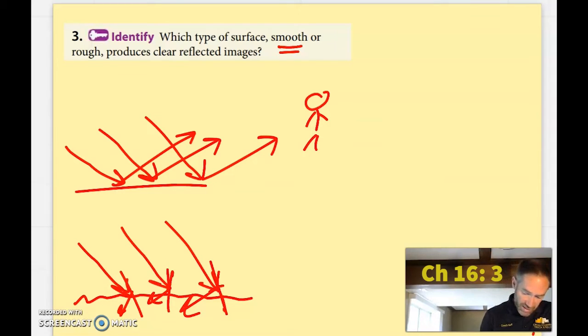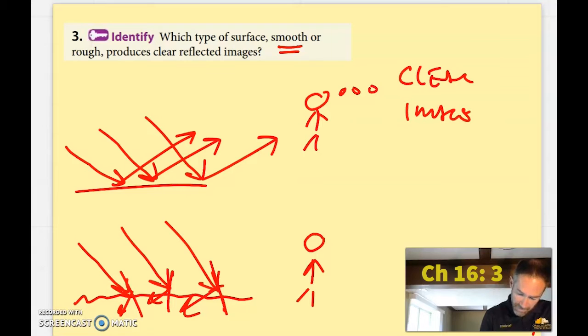And so whereas this person up here is going to see a clear image, this person down here is just going to see light, and it's not going to look like a clear image.